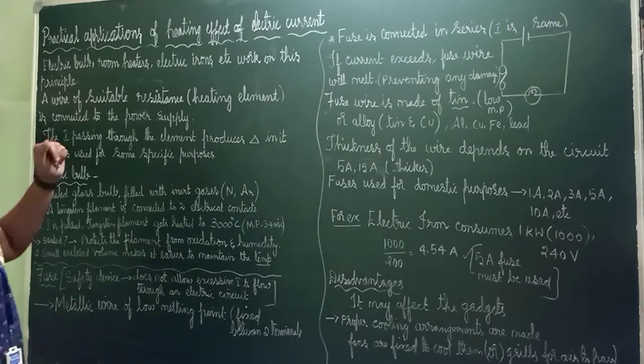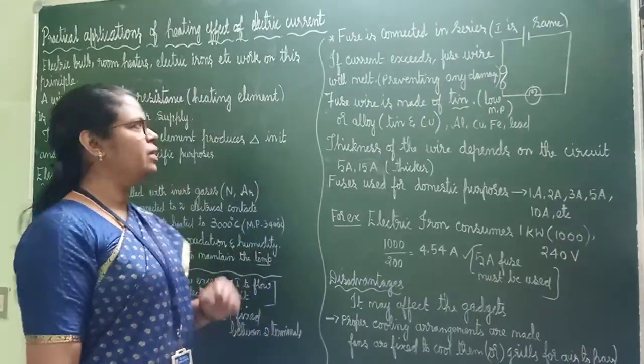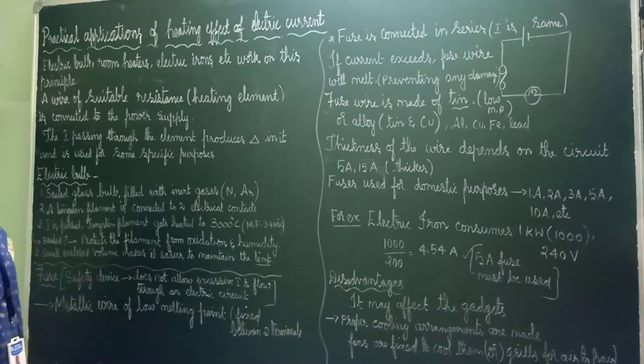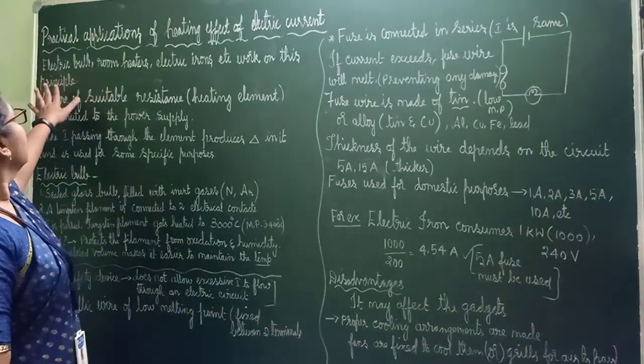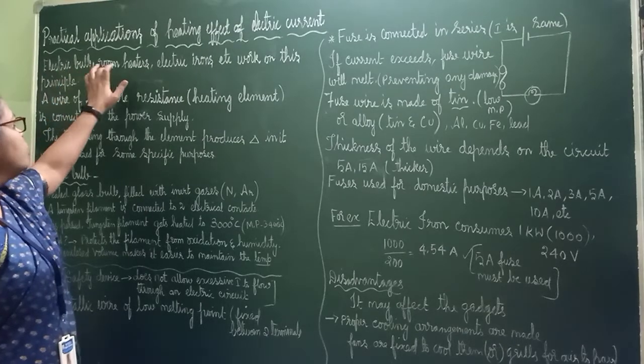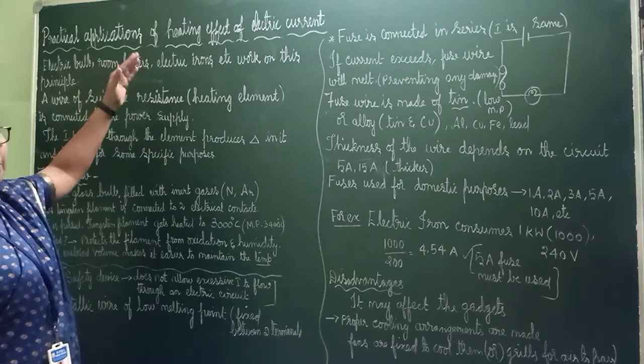We will see the practical applications of heating effect of electric current. Heating effect of electric current is used in appliances such as electric bulb, room heater, electric iron, toaster and all. The same principle is used.